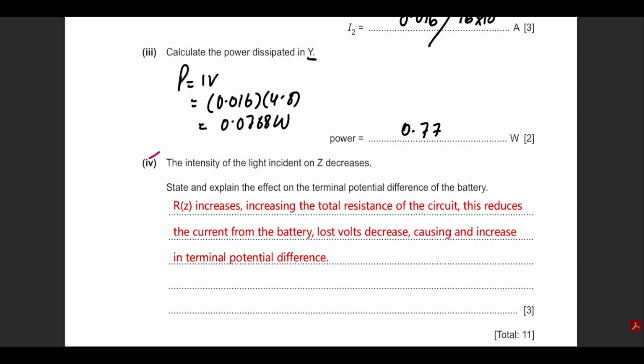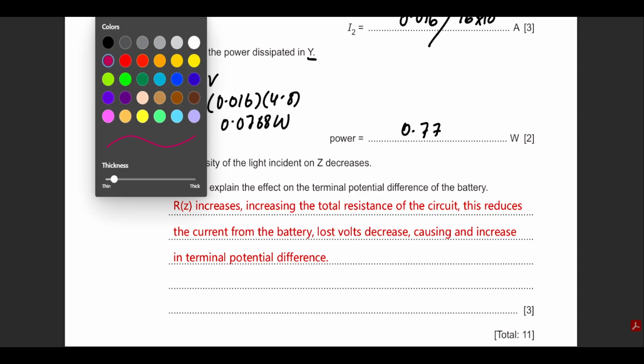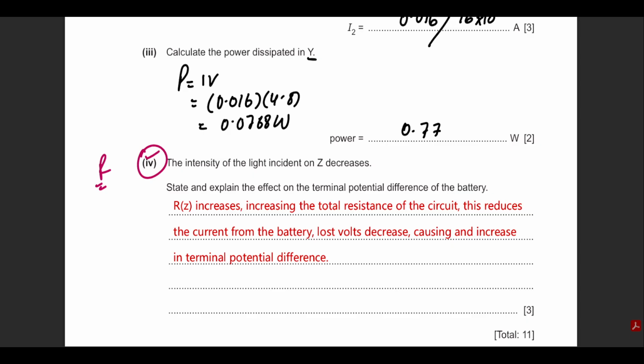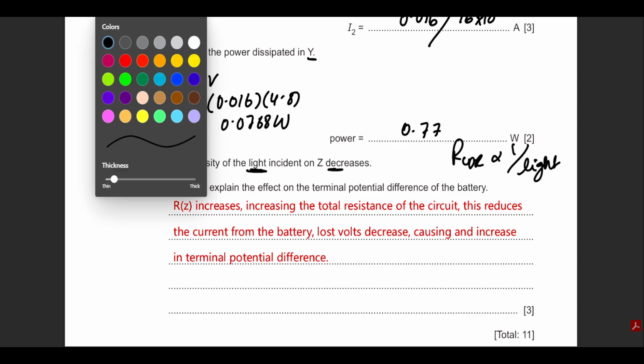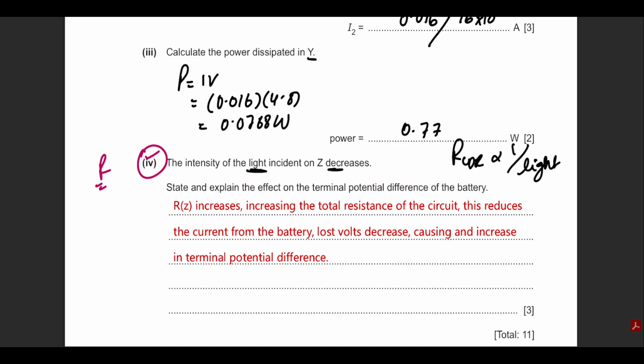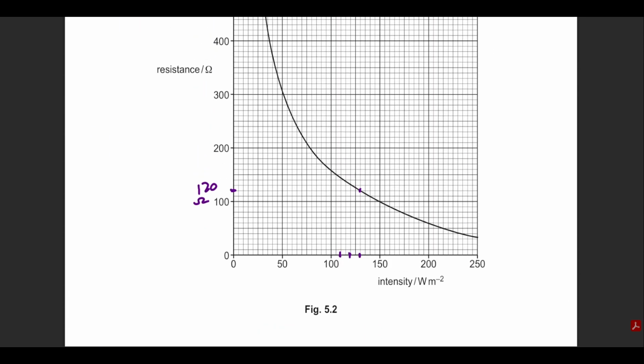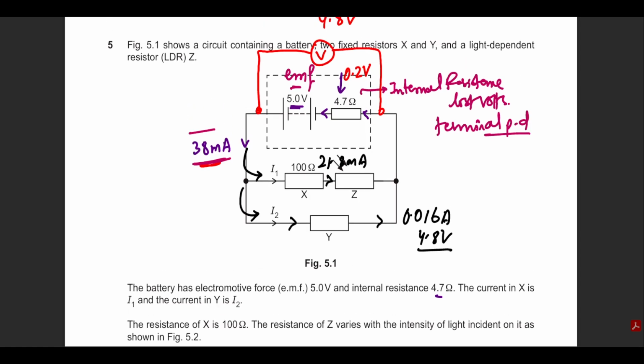The next question is also a repeated part. He says that the light intensity on Z decreases. Now we know about the LDRs. The resistance of LDRs is inversely proportional to light. That's a part of your memory. You should memorize this. So the light intensity is decreasing, the resistance increases. That's how you begin answering your question. State the effect. This is the effect. RZ increases. So if RZ increases, the resistance of this branch increases.